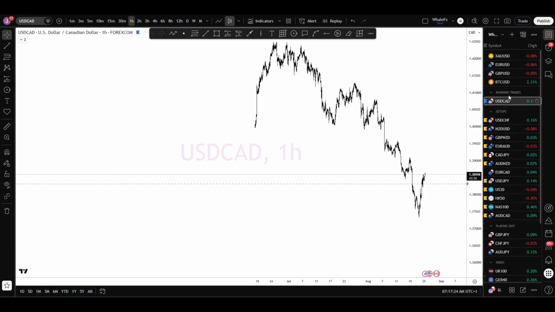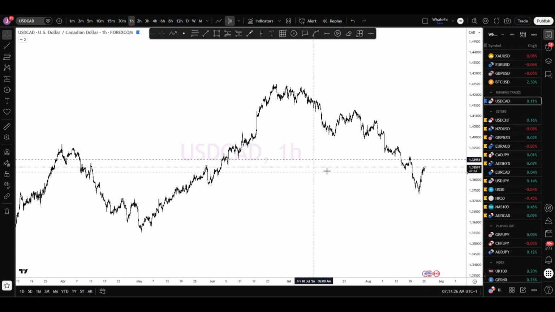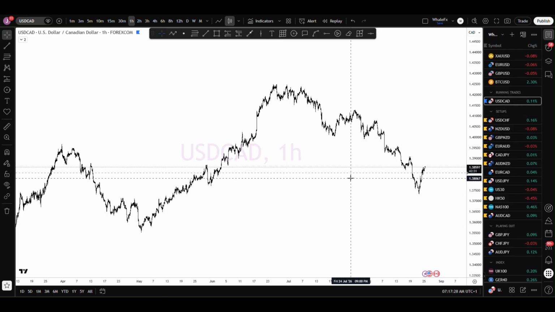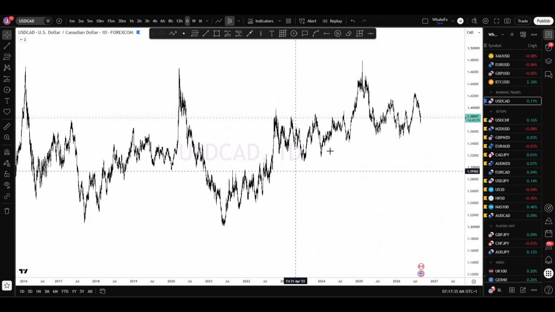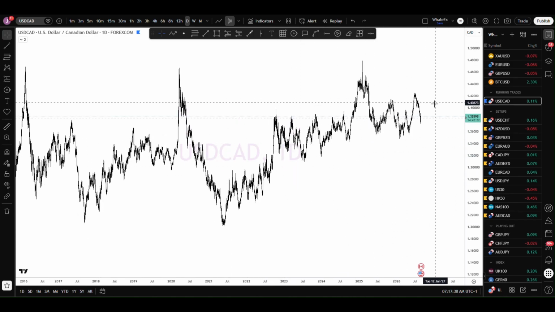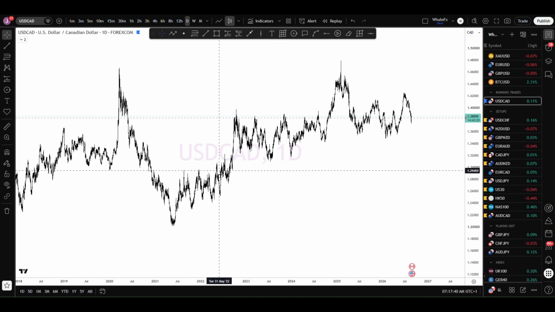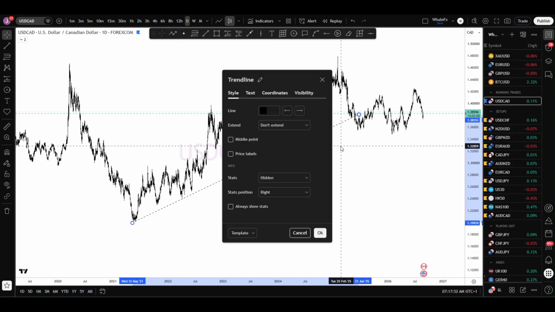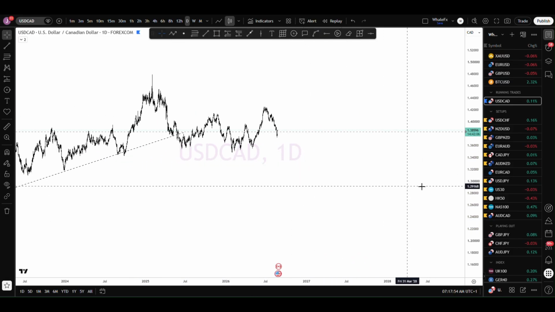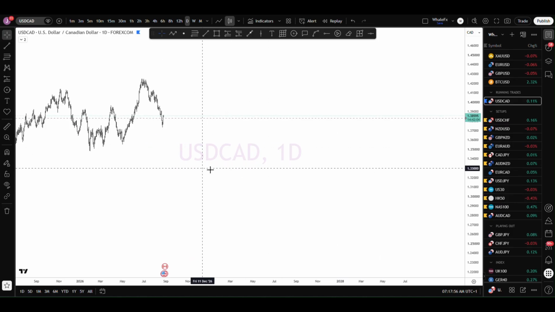So I want us to do a quick recap on why we are looking for a trade on USDCAD. What have I seen? Let's start from the daily time frame. On the daily time frame, you can see that the market is bullish. We have this bullish run. And one thing I realized about USDCAD is that it respects trend lines a lot of times.